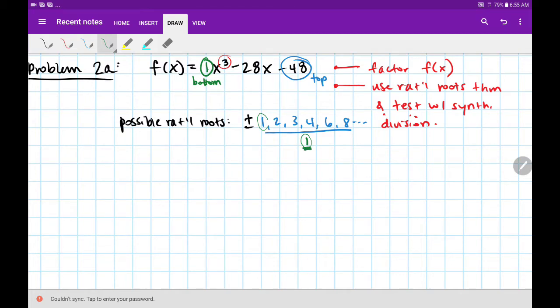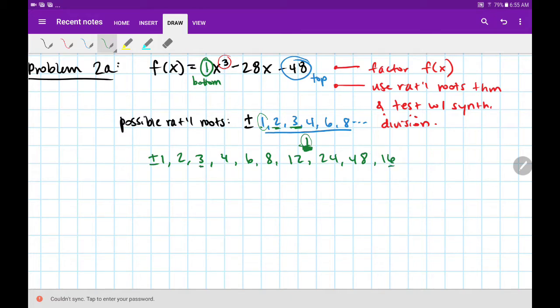Since I only have one denominator here, my possible rational roots are simply plus or minus 1, plus or minus 2, because it's like 1 over 1, and then 2 over 1, which is 2, and then 3 over 1, which is 3, plus or minus 4, 6, 8, 12, 24, and 48. Oh, and I missed 16. 3 times 16 is 48.